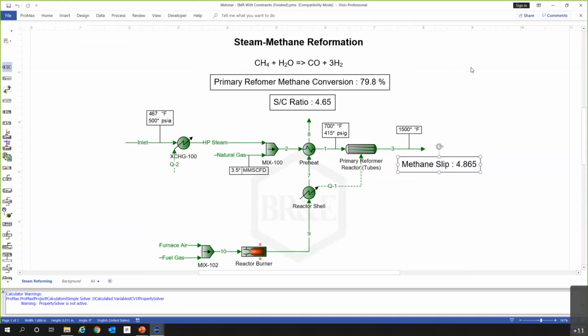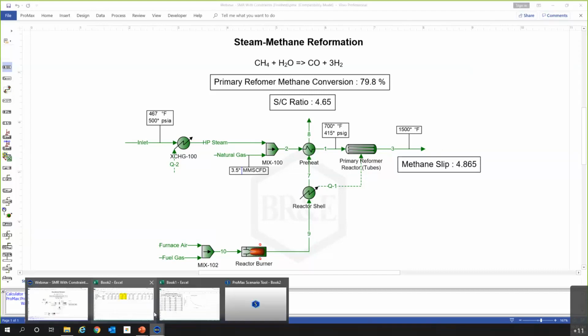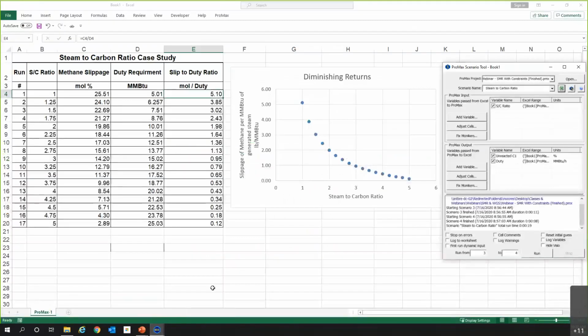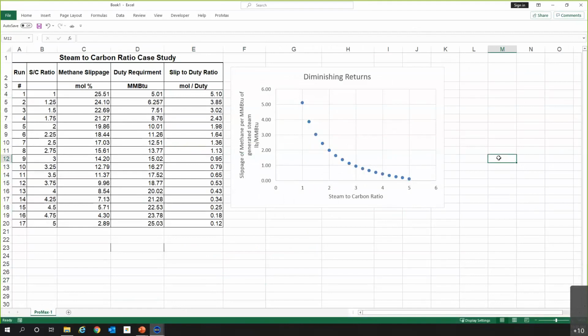So we've completely debunked the catalyst vendor telling us that we needed to run at a steam to carbon ratio of 6. Definitely saved a lot of money on duty requirement, so that is a plus. The last thing I want to show y'all before we go ahead and finish the webinar is another way we could have approached this. This graph, this scenario tool is going to show diminishing returns, which is, I guess, a way that we can see how much value we're getting out of our duty.